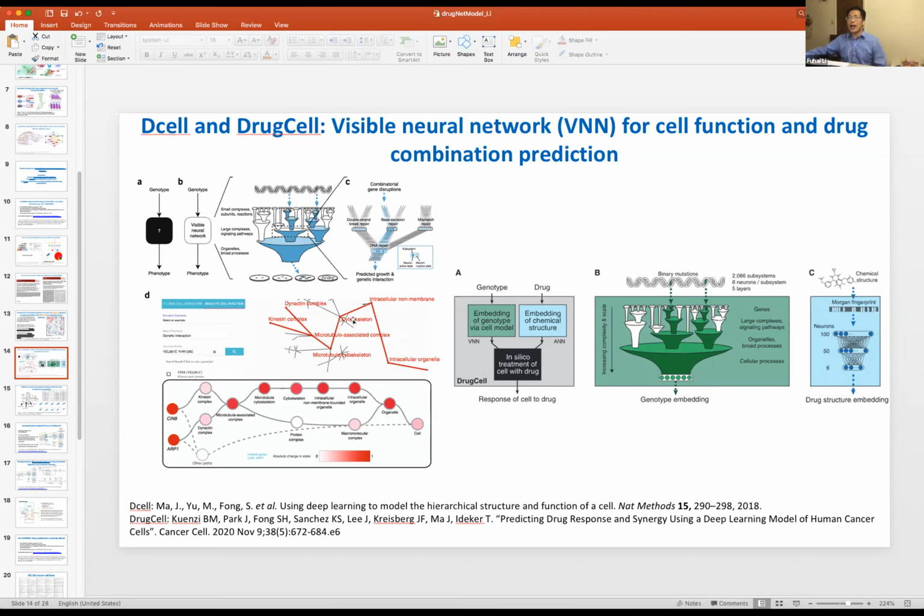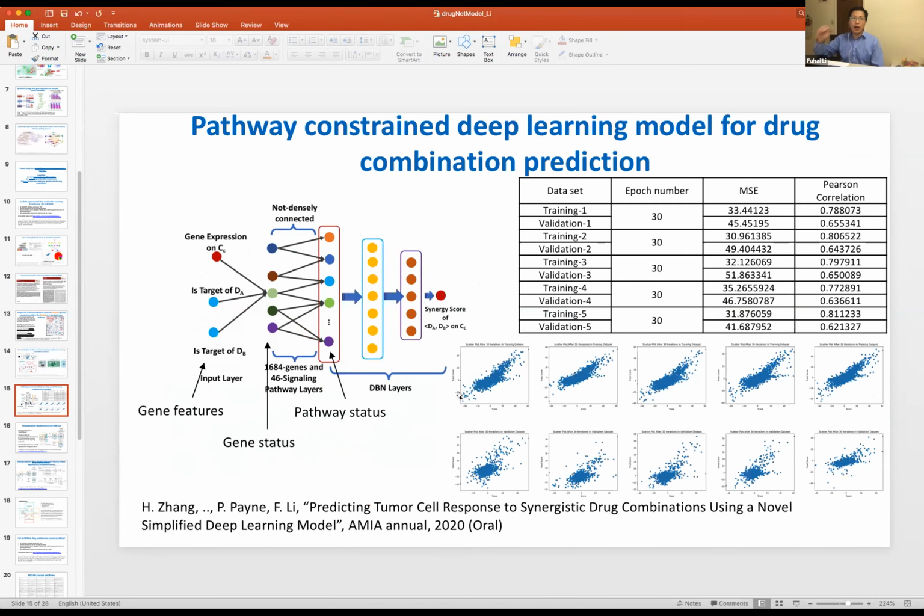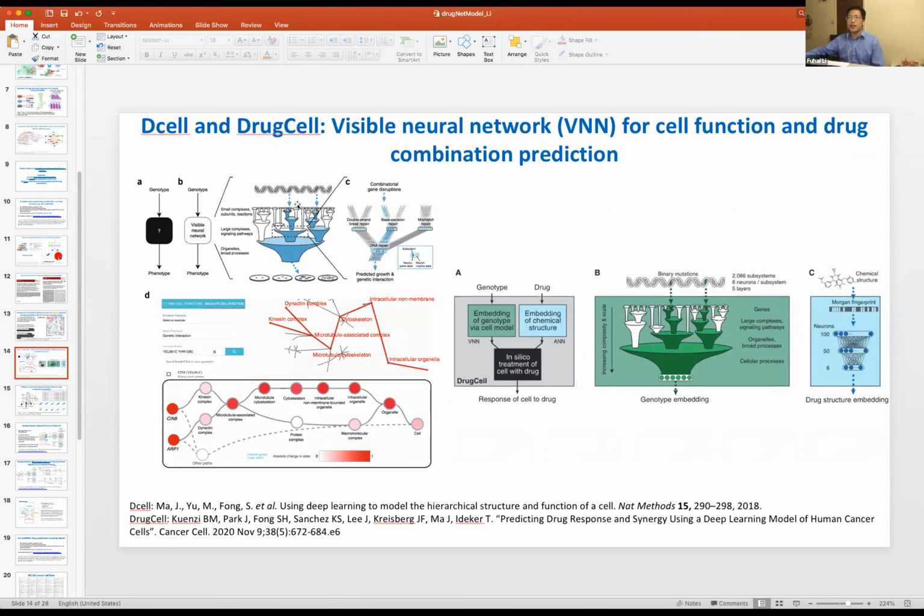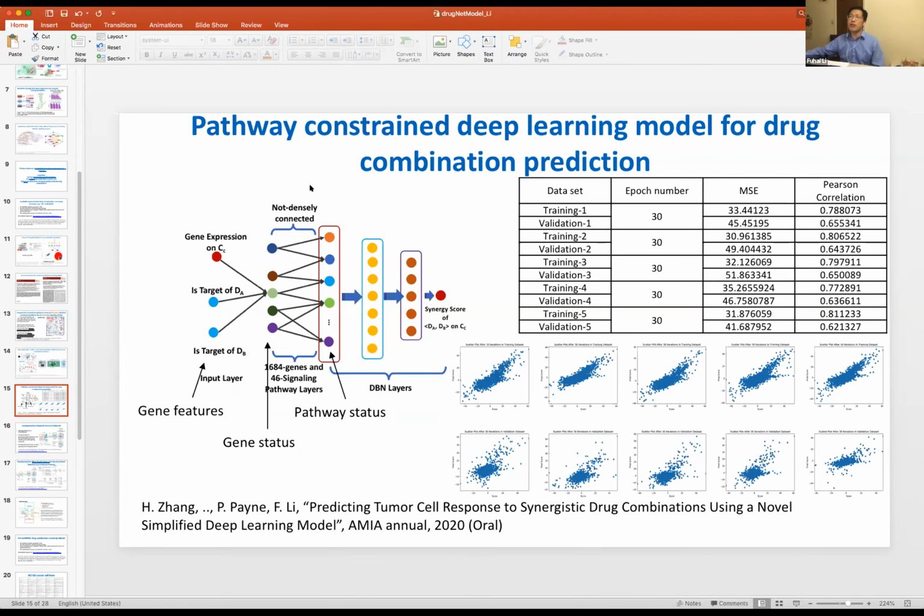Then they train this network using, for example, survival analysis and drug response data, to identify the most important targets, so that it can be interpretable in predicting drug combinations. We also did some work. We believe this network is still very complex, and that the pathway is the most important part rather than other general relationships. So we only want to focus on pathways.